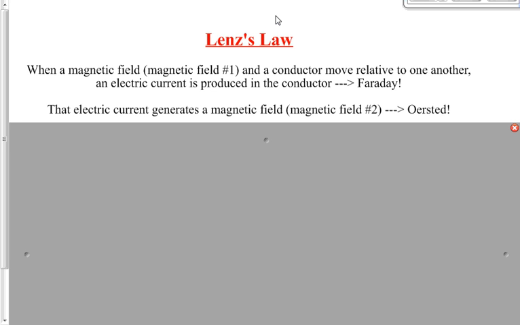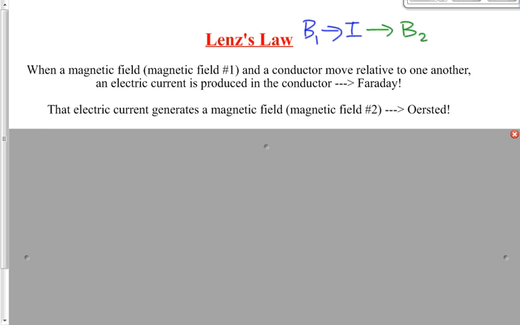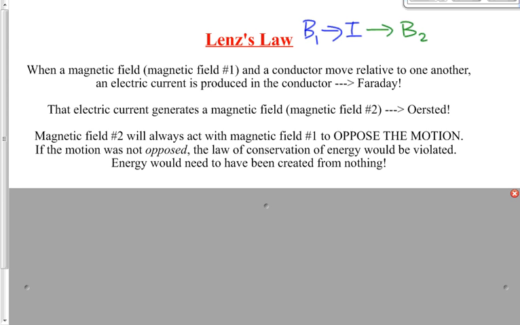But we've got 2 magnetic fields here now, right? We've got a magnetic field that generated an electric current, and then we have an electric current that was caused by the magnetic field that produces another magnetic field. We have our original magnetic field that we dropped through the copper tube. We have a new magnetic field that was produced by the electric current that was produced by the original magnetic field. Now we get two magnetic fields. Those two magnetic fields will always act together to oppose the motion of whatever it is that's moving.